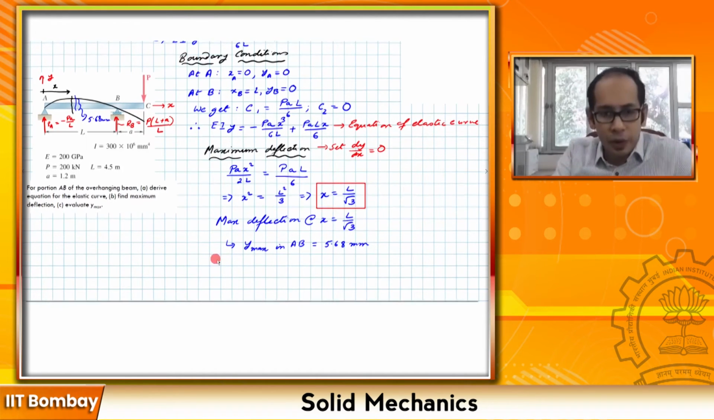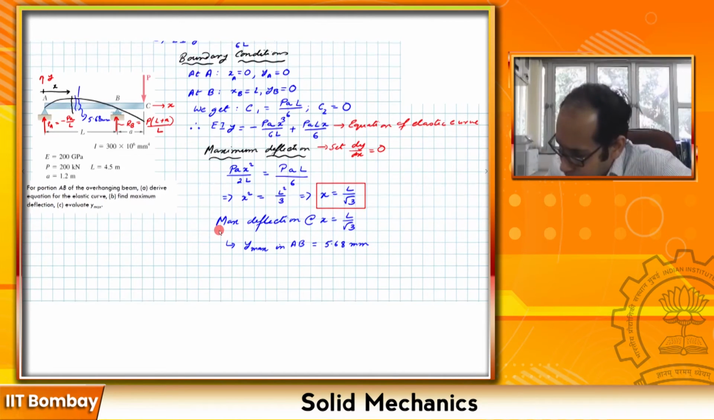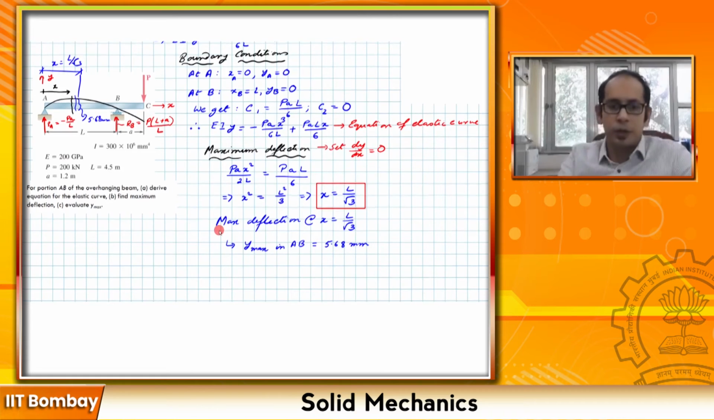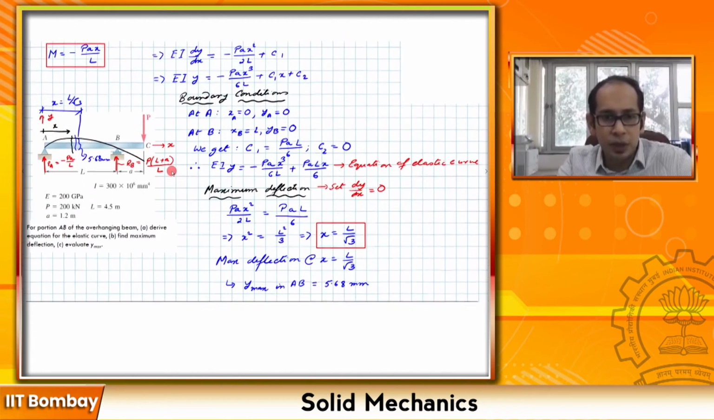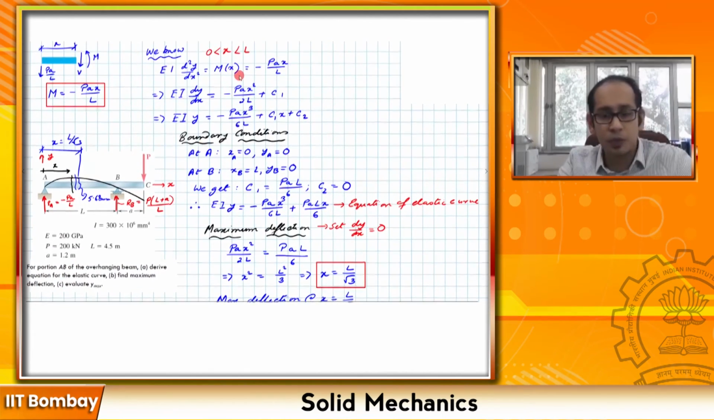So I hope this problem example was clear. So at x equals, maybe let me mark the distance. Right, so I hope this problem example was clear how we got this one. Now remember that, as I said, whatever we did is valid only for the portion AB. Now if you were dealing with BC, you see the expression for the moment would change.